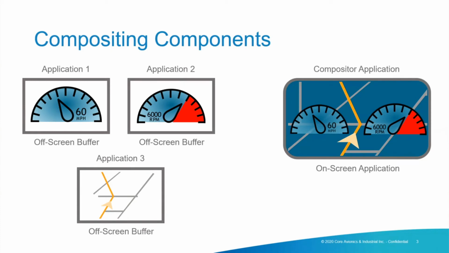When we're talking about compositing components, this is what we're really focusing on: breaking the graphical elements of your project into individual applications that are responsible for rendering individual components, and then taking those components and combining them in a bigger application.